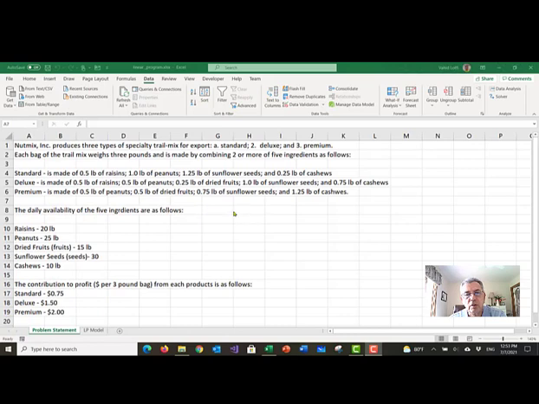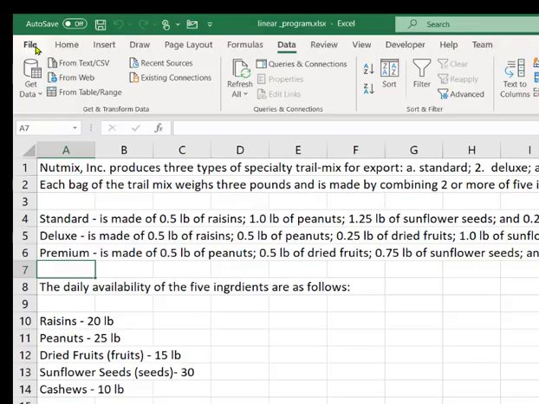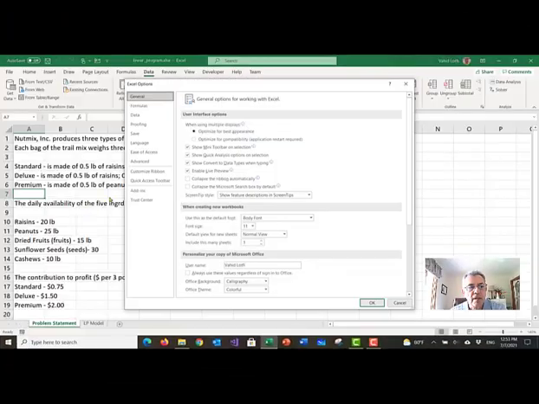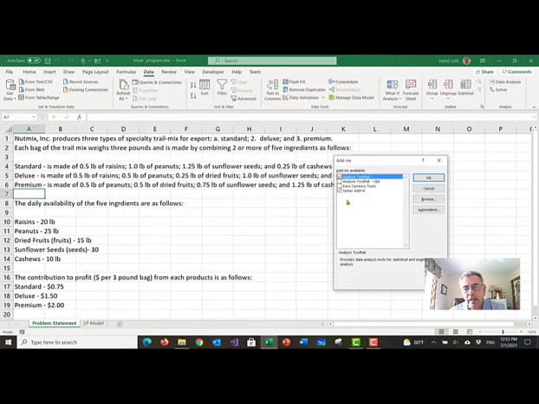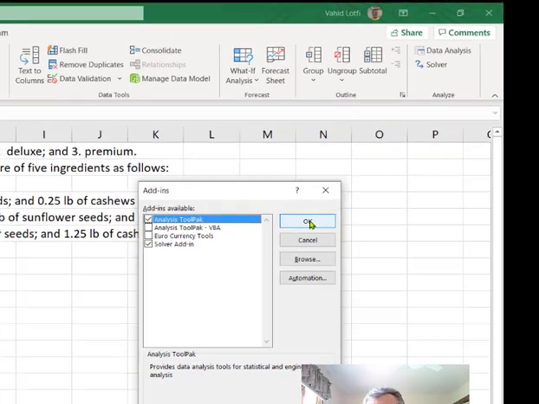Before I start defining the problem, I want to make sure that you have actually installed the Excel solver. To do that, you go to File, Options, Add-ins, click Go, and then check mark the solver add-in to make sure that you actually do have the Excel solver installed.